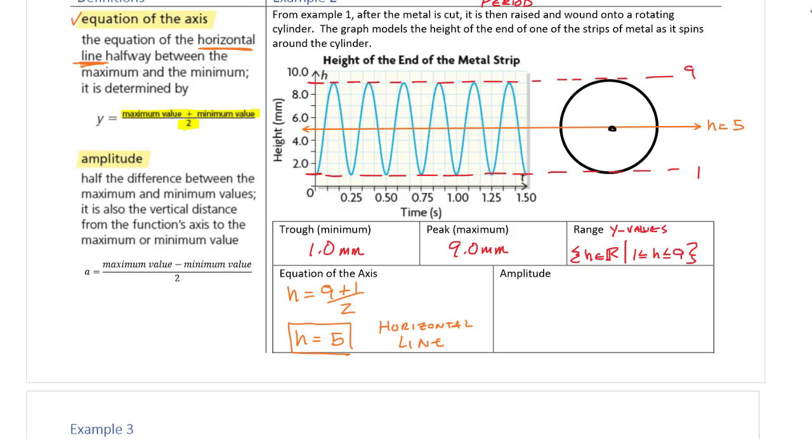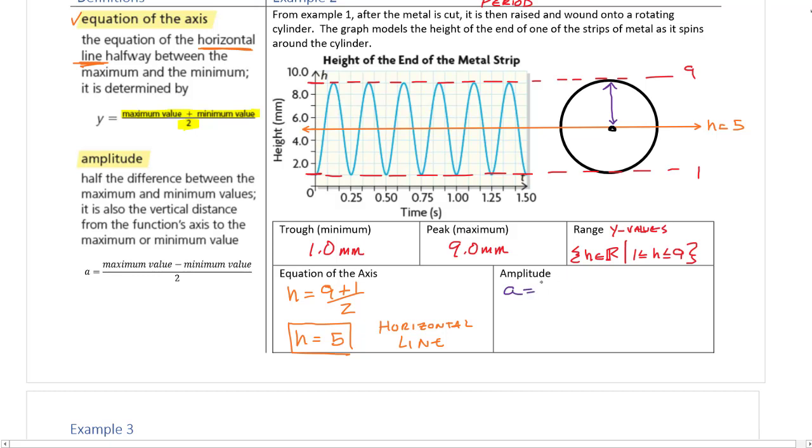All right, the next thing we want to find is called the amplitude. Now again, this one's so simple we could just count it on our graph and figure it out pretty quickly. But the amplitude is half the distance between the maximum and minimum values. It's also the vertical distance from the function's axis. So what does that mean, right? It means it's this right here from here to here, right? What's half of the graph basically? That's your amplitude.